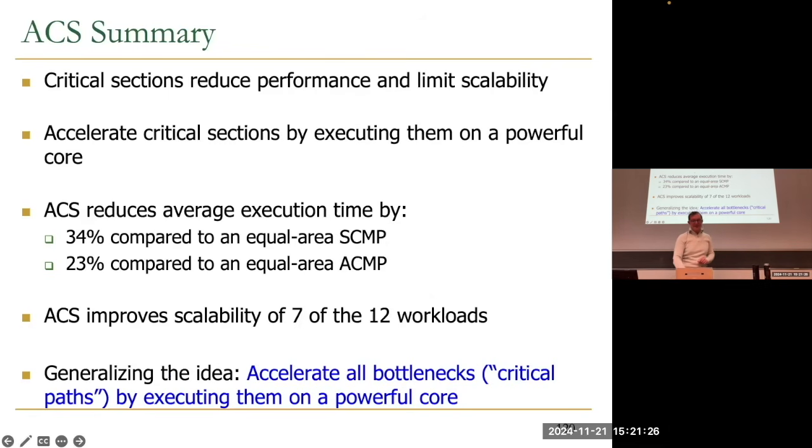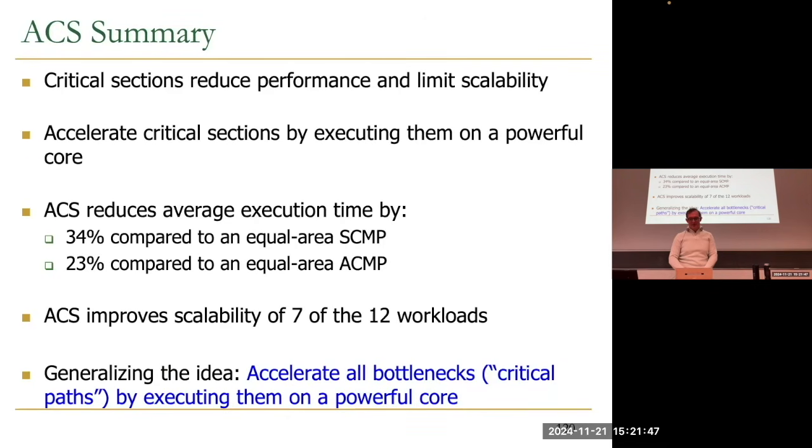Now we're going to generalize the idea. Because critical sections are only a part of the bottleneck, right? Can we accelerate all bottlenecks, or ideally critical paths, by executing them on a powerful core? I think in the ideal incarnation of the idea, the next paper is going to move the needle compared to the previous one, but it's not going to identify all possible critical paths.